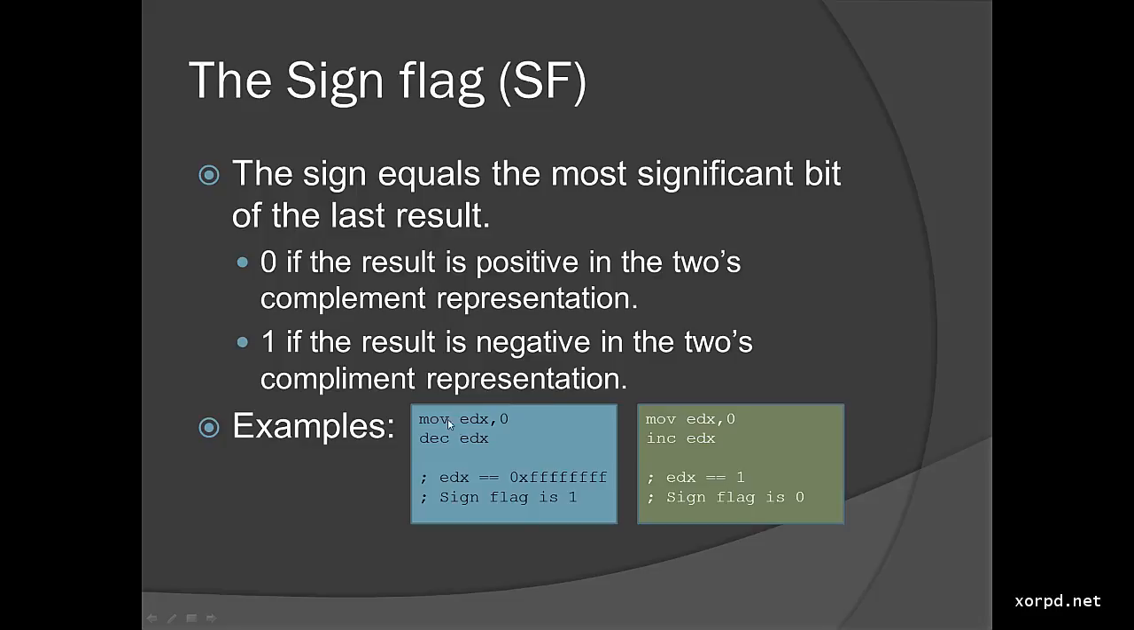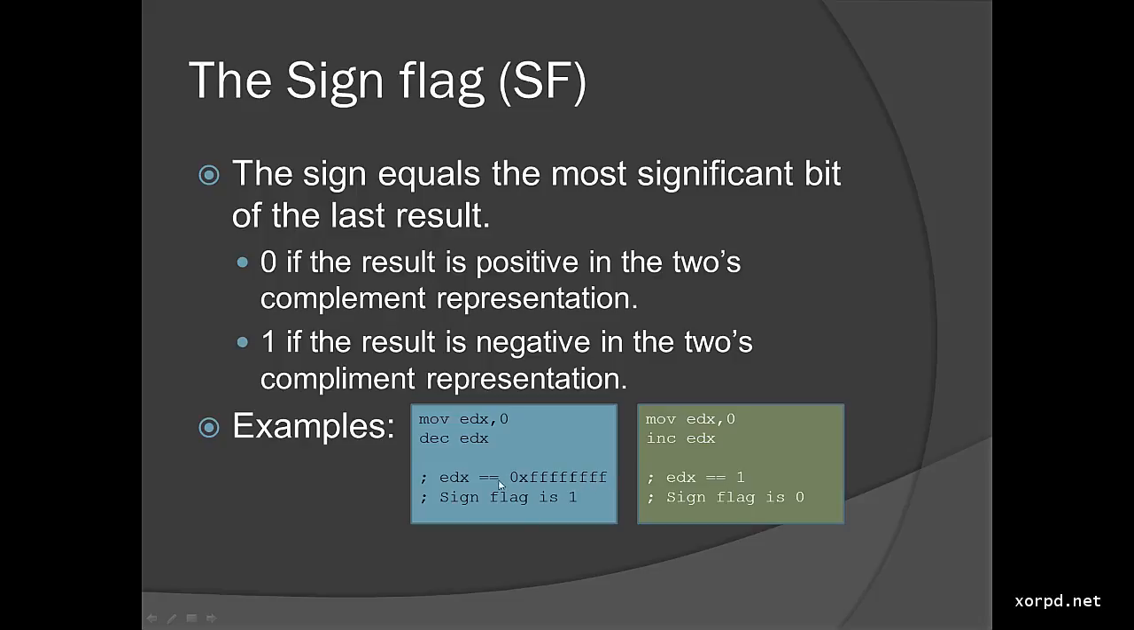The first one, move EDX 0, just zeros EDX. I remind you that this instruction has no effect on the flags, because it is not a calculation. It is an instruction about data transfer. The next instruction is decrease EDX. It just decreases the value of EDX by 1, which should result in this number. We have 8 F's here.